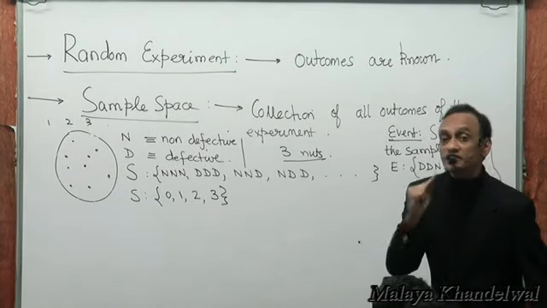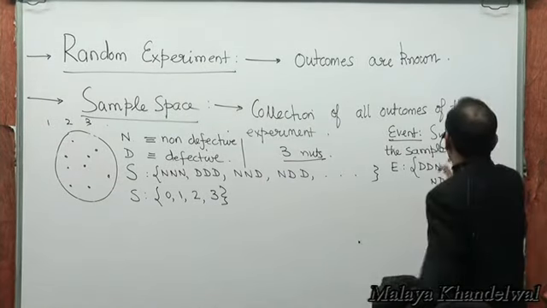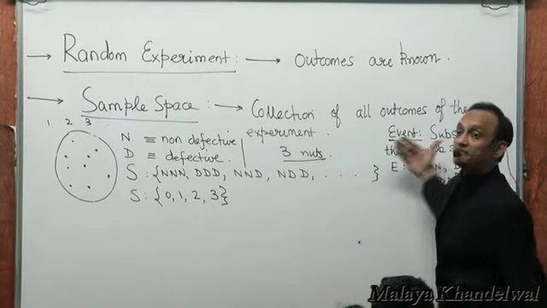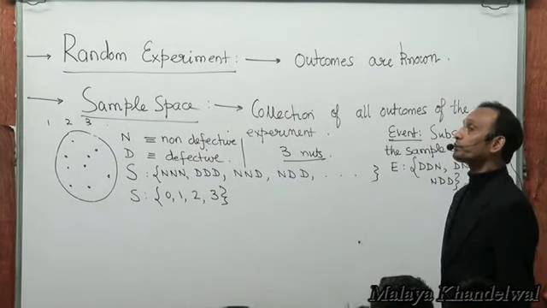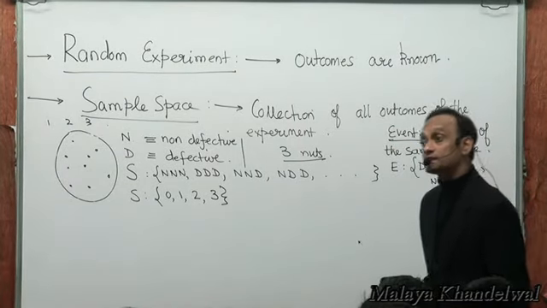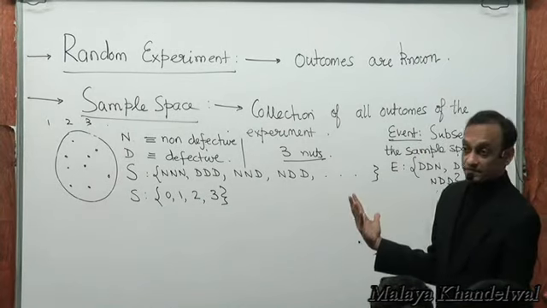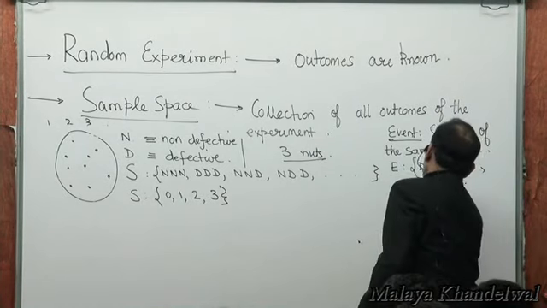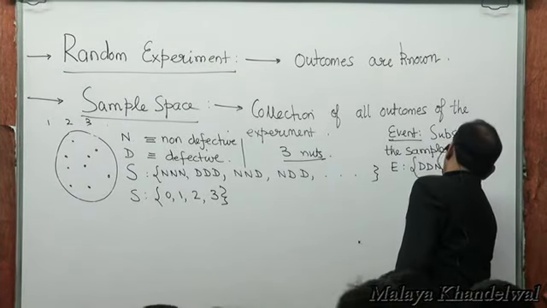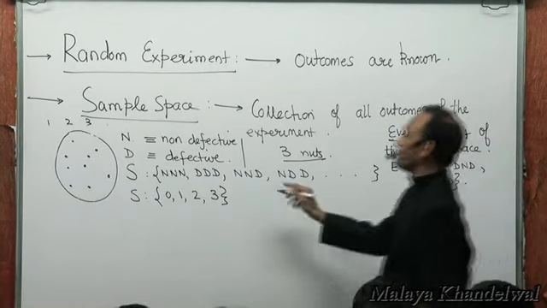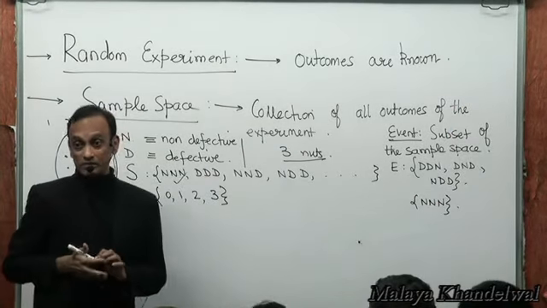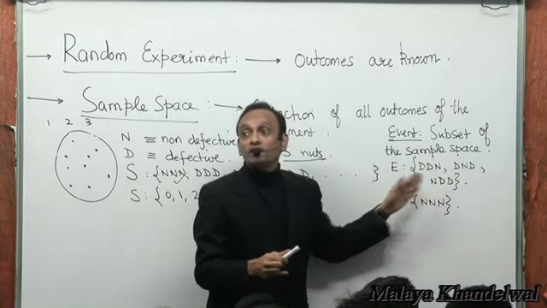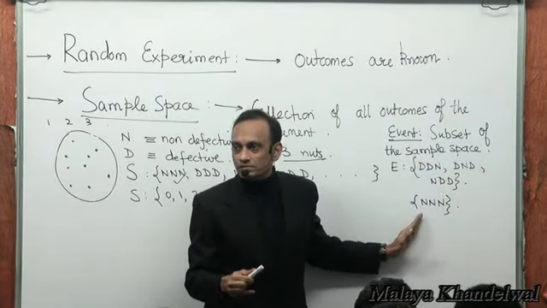This is an event in which exactly 2 are defective, and this very clearly is a subset of the sample space. This is an event, right? There could have been an event which says no nut is defective. That means that event is like N, non-defective, just one member in that, which is also a subset of the sample space. An event could have had more than 1 element, or an event could have had 1 element, right?